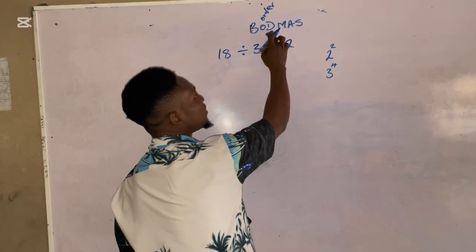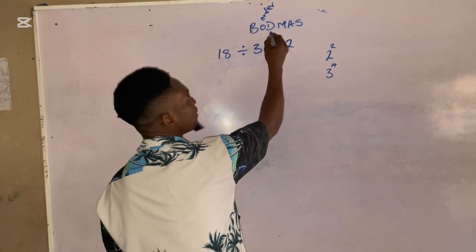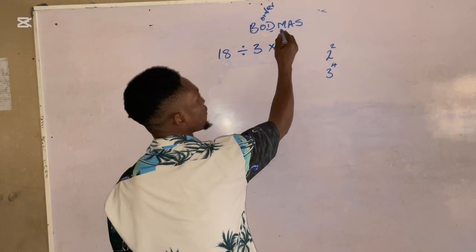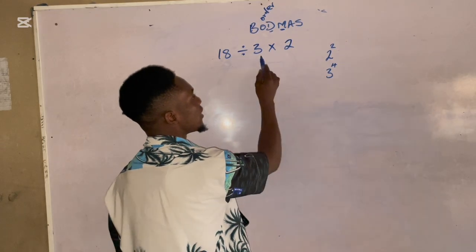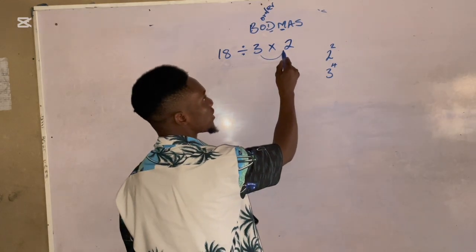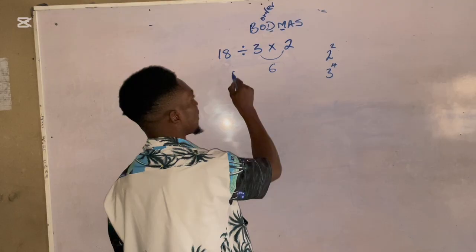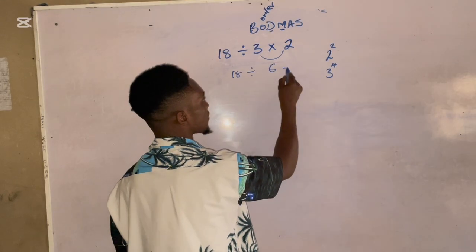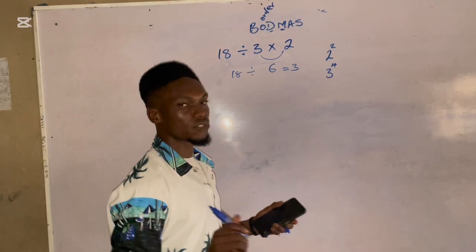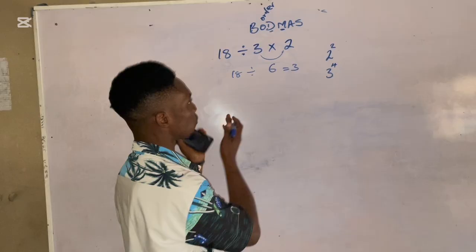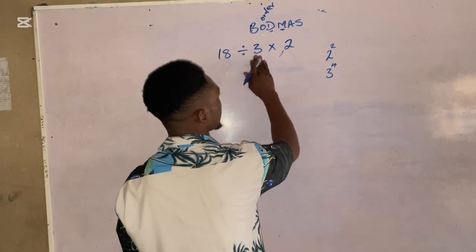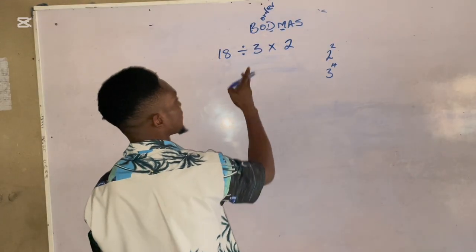Then D is division, meaning that you are going to divide first before your multiplication. So there is no way we can start here and do 3 times 2, 6. Then 18 divided by 6 will now give us 3. If you solve like this, that means you are solving leftwards. We have to follow the rule of BODMAS and divide first.